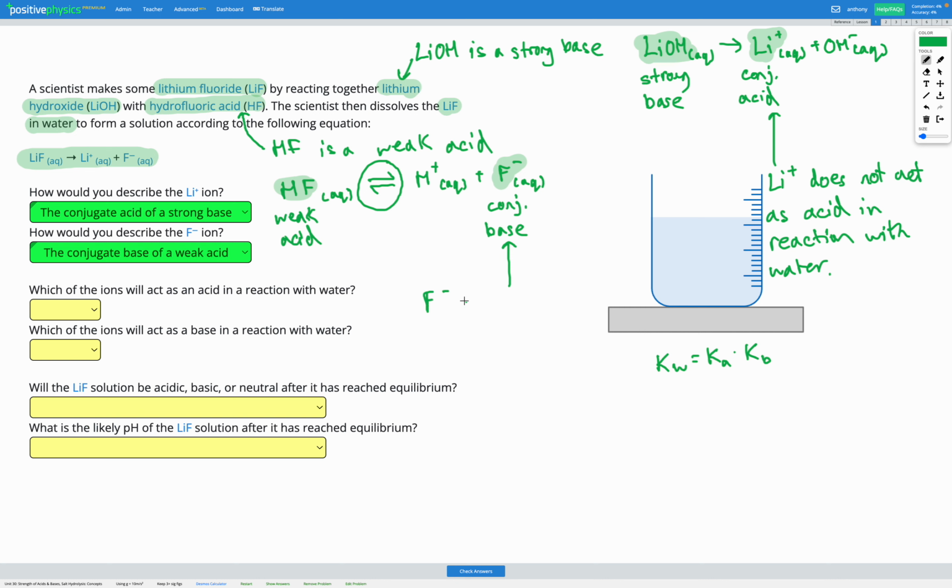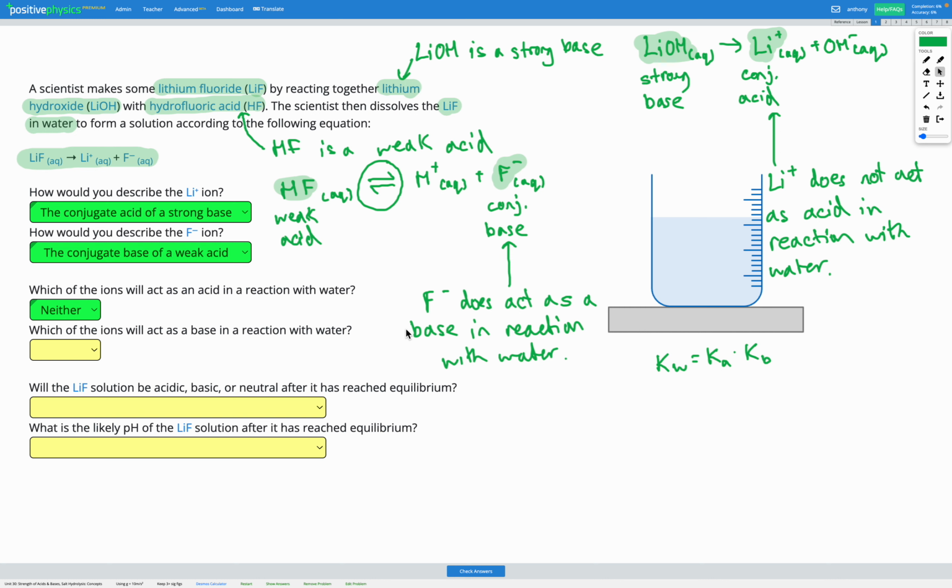So F- does act as a base in reaction with water. That means F- is called a basic ion, and Li+ is just a regular ion. It's not called an acidic ion because it doesn't act as an acid. So we can answer these questions here. Which of the ions will act as an acid in reaction with water? We already decided not Li+, that does not act as an acid because it's too weak, and not F-, that's acting as a base. So the answer here is going to be neither.